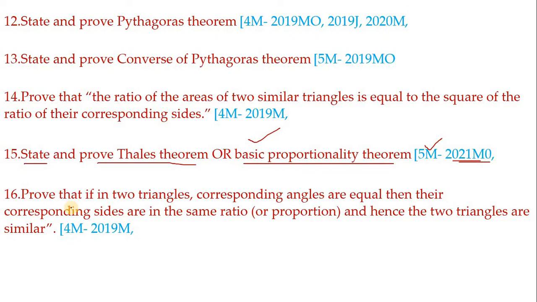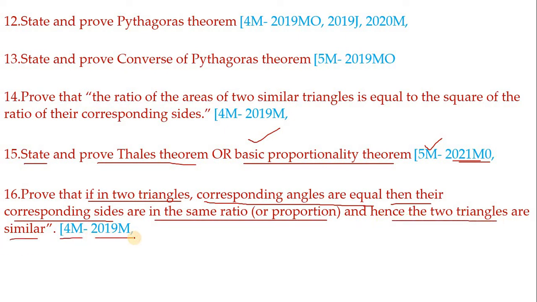And next the 16th one, prove that if in two triangles corresponding angles are equal, then the corresponding sides are in the same ratio or proportion, and hence the two triangles are similar. This is a 4 mark question as in 2019. What you want to understand here is that this is a theorem based on AAA similarity criteria. This theorem also I have already explained. So just go through those videos.